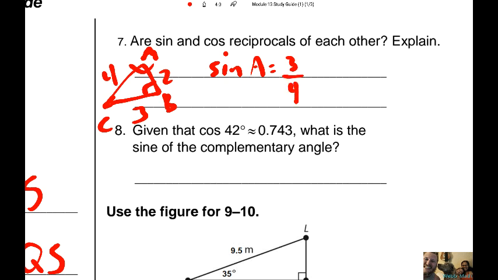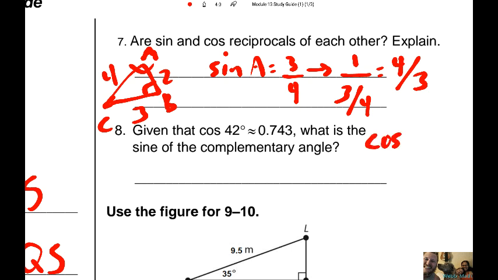Now, when they say reciprocal, they mean basically this, and it just goes 1 over 3/4, which is really just 4 over 3. So to see if this is actually a reciprocal for cosine, you will do this for cosine. You'll say cosine of A equals adjacent, which is 2, over 4, which is reducible as 1/2.